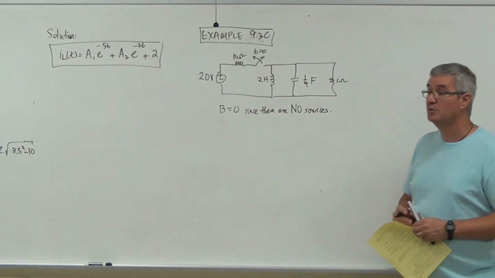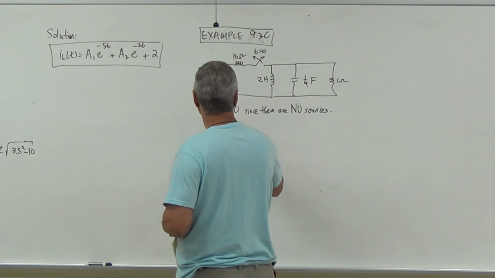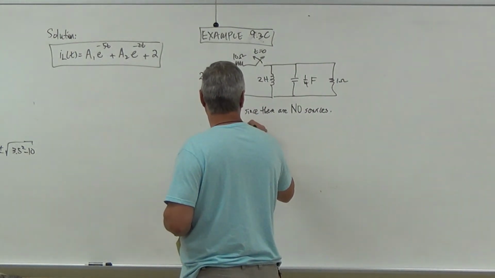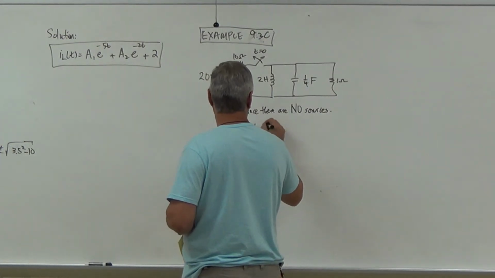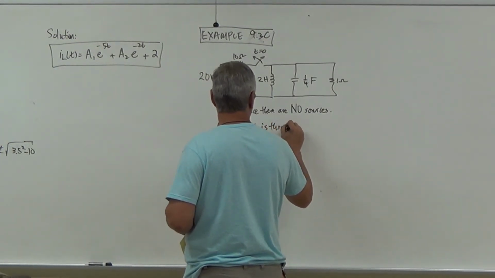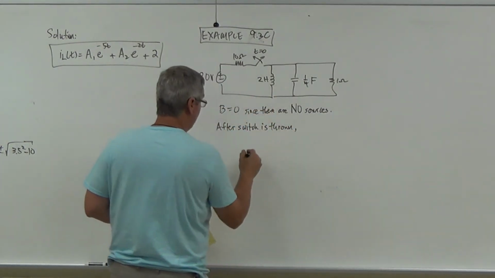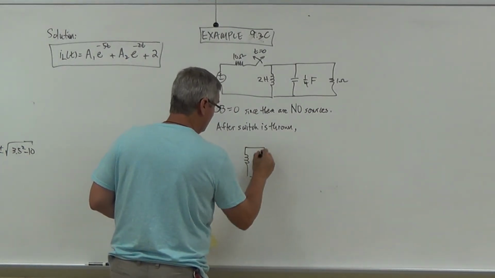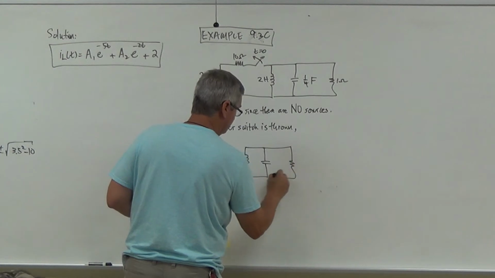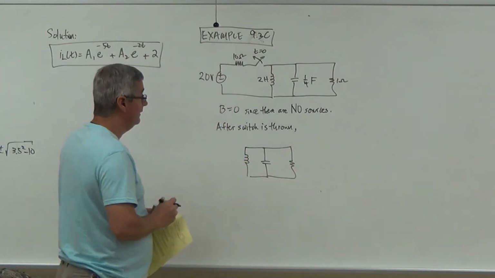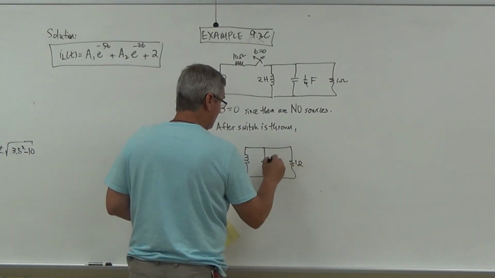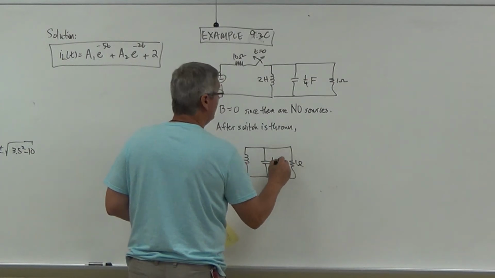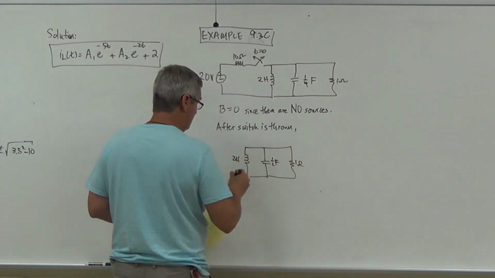Let's do this thing. So what does the circuit do here? After the switch is thrown, we have the inductor, we have the capacitor, and we have the resistor. So I have 1 ohm, I have a quarter F, and I have a 2 Henry.